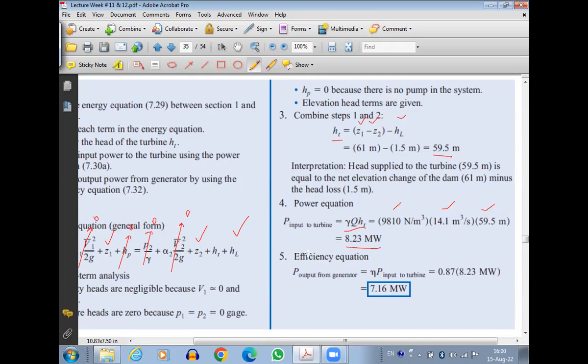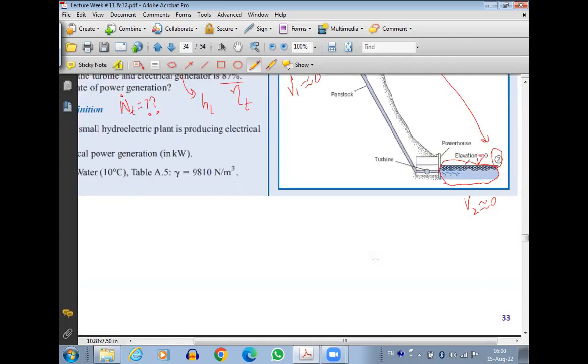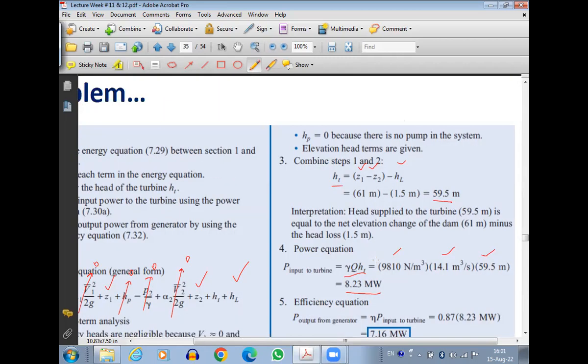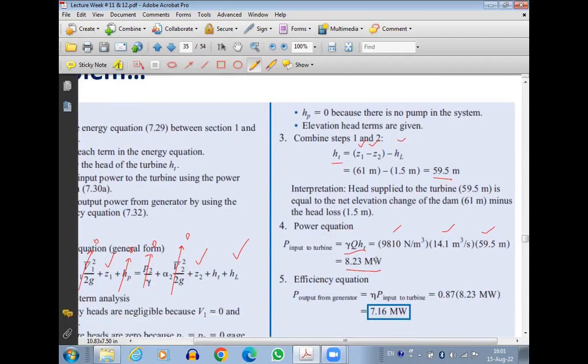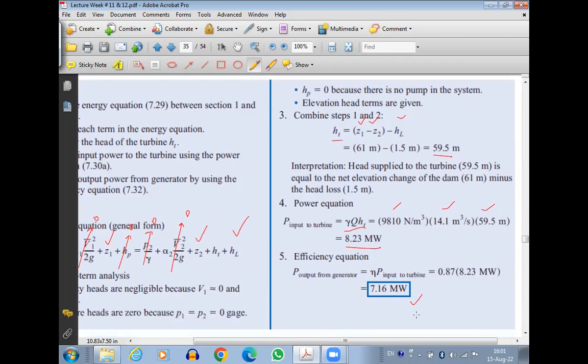But in case of the turbine, as I mentioned to you, it's the power input. Fluid power is not the power output, it's the power input. But we need to find out how much electrical energy is generated. So to find that, we have to use the efficiency. The efficiency of the turbine was given in the question as 87%. Whatever the power input to the turbine, if we multiply it by the efficiency, we get the power output. So the power output of the turbine comes out to be 7.16 megawatt.